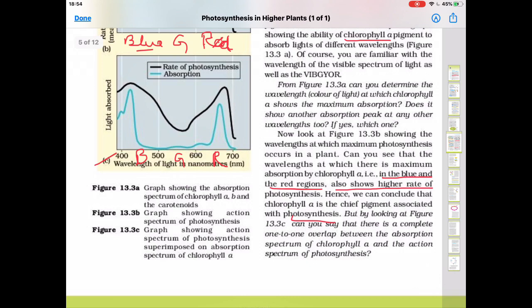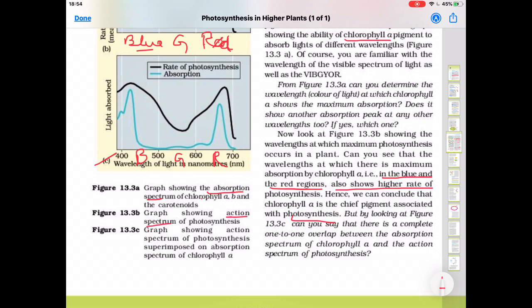Can you say that there is a complete one-to-one overlap between the absorption spectrum of chlorophyll A and the action spectrum of photosynthesis? Yes. In the C graph, it is shown that where the absorption peak is there, the rate of photosynthesis is more. So the first graph shows the absorption spectrum, that is, how the chlorophyll molecules absorb the different wavelengths of light. Graph B shows the action spectrum.